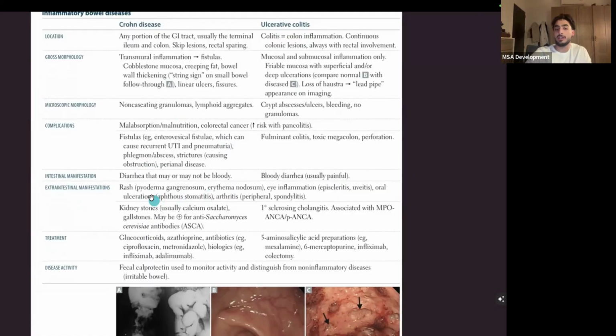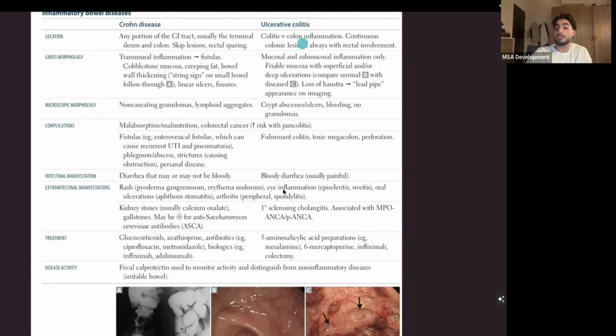So rash, like pyoderma gangrenosum and erythema nodosum, uveitis or episcleritis, oral ulcerations. But again, the oral ulcerations you're going to see more commonly with Crohn disease, arthritis. Okay, kidney stones. So there we go. You have kidney stones, usually calcium oxalate, and gallstones with Crohn disease. You don't need to remember this.